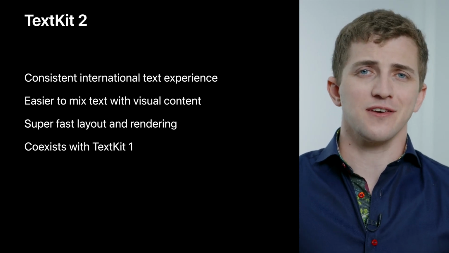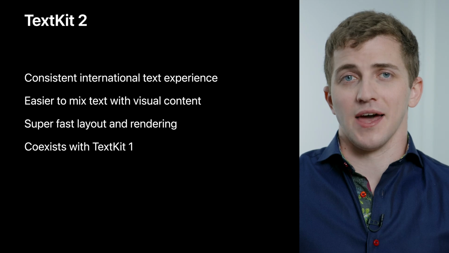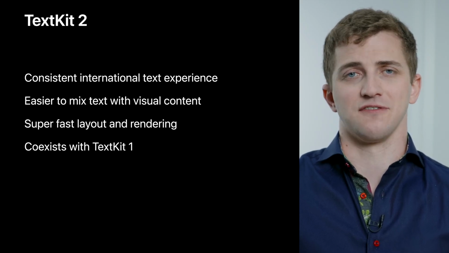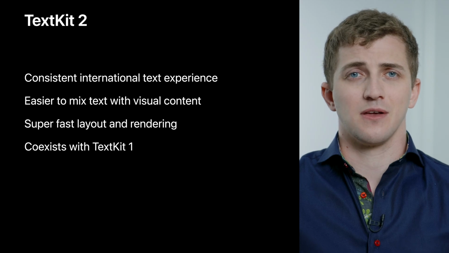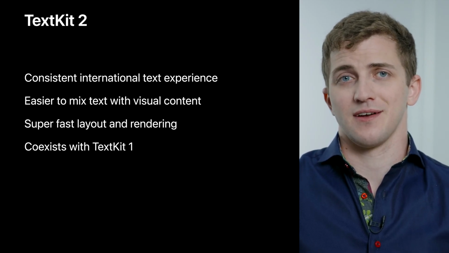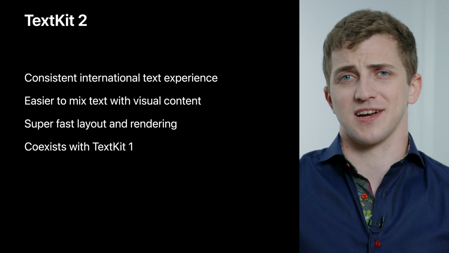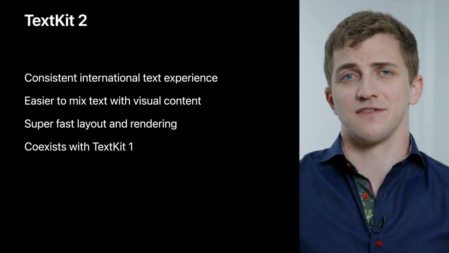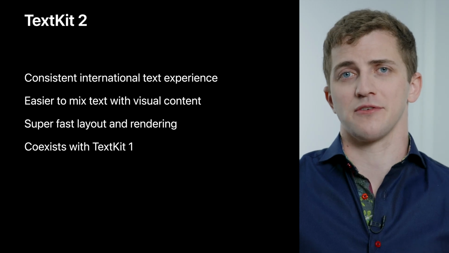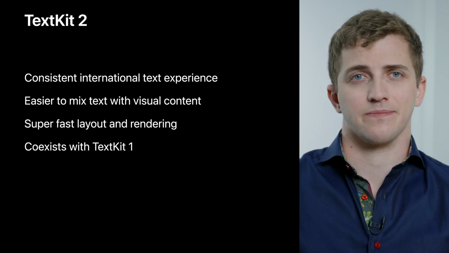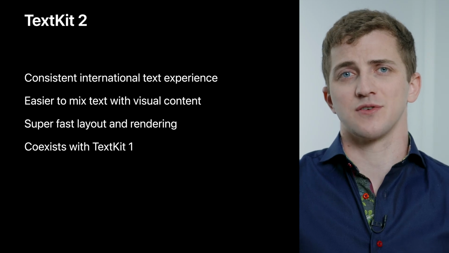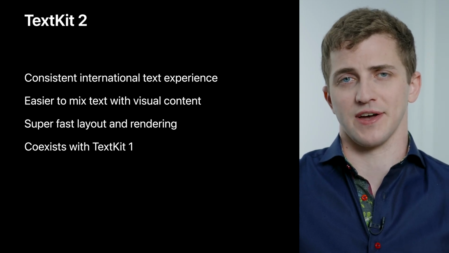We had a few key goals for TextKit 2. As always, we want to provide the very best experience for international text of every script and layout. We also want to make it easier to mix text with other types of content. And finally, TextKit 2 is designed to be super fast, efficiently shaping and rendering text whether it's a short label or scrolled partway through a massive document. TextKit 2 coexists with TextKit 1, so you can choose which engine to use for a given text view.